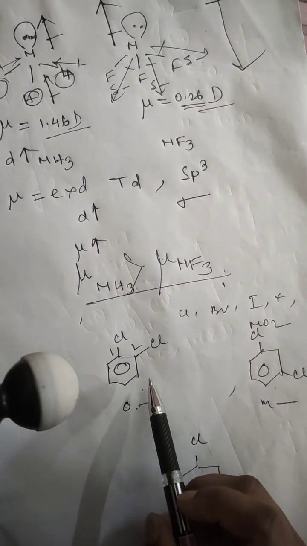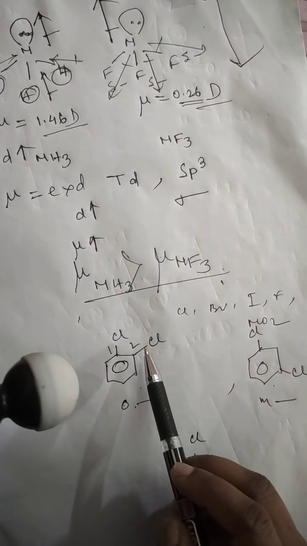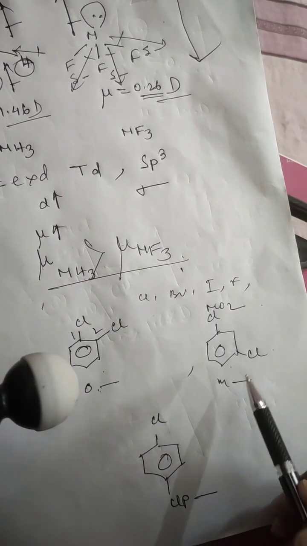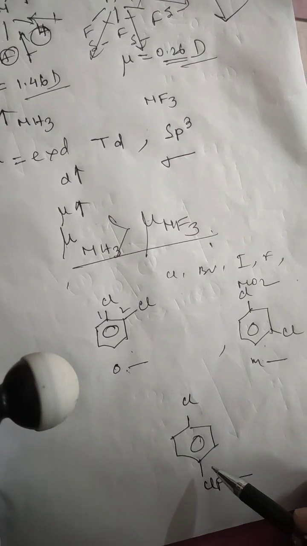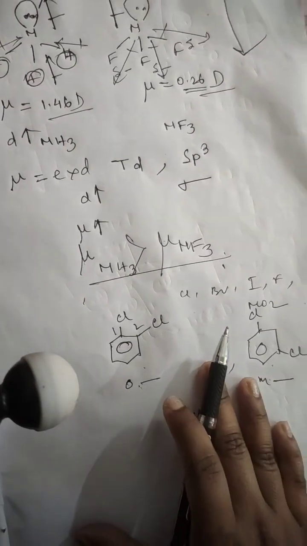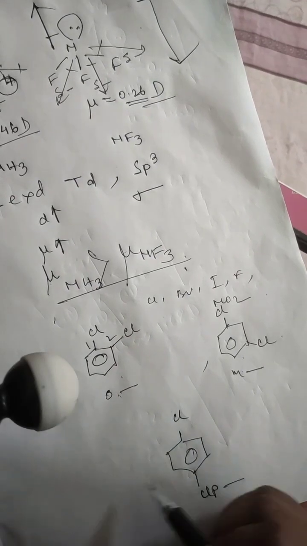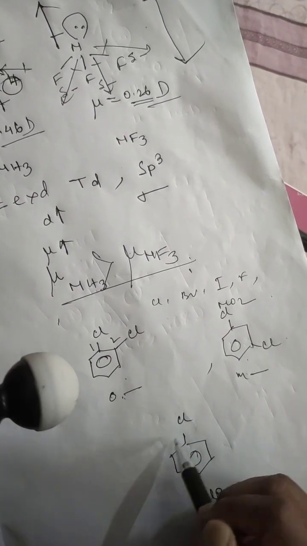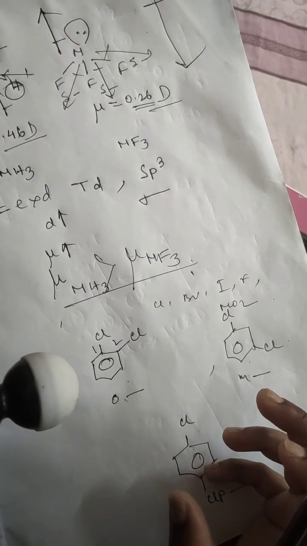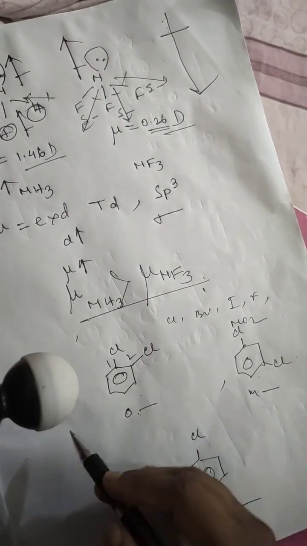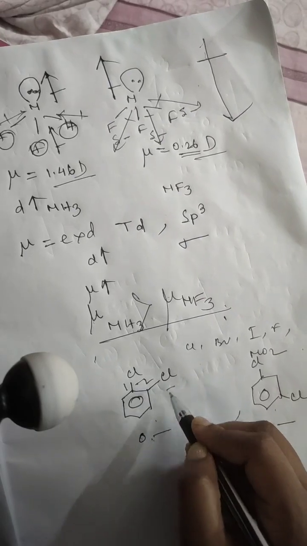If the benzene contains two similar groups in the 1 and 2 positions, this is called ortho. In the 1 and 3 positions, this is called meta, and in the 1 and 4 positions, this is called para. So among these three similar isomers, we have to calculate which isomer has the greater mu value. Now we see that these chlorines are electronegative.